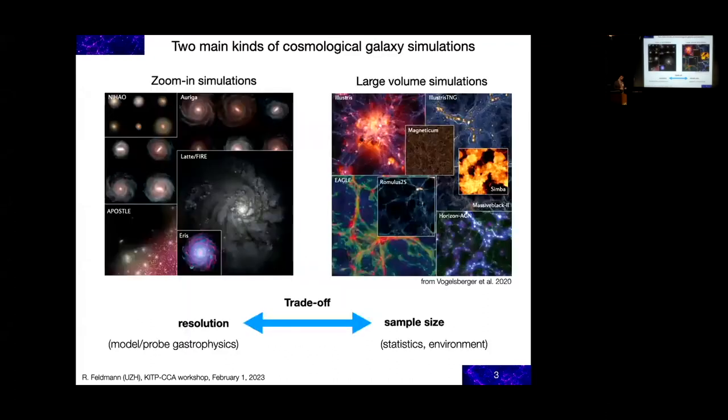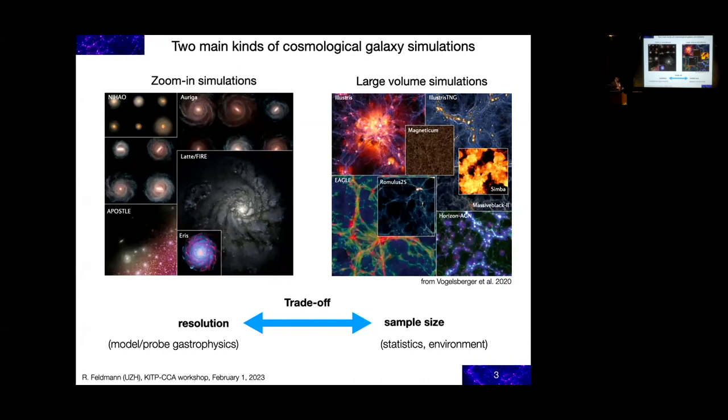As you are probably very familiar with, there are two main kinds of cosmological galaxy simulations, so-called zoom-in simulations and large volume simulations. And there is an inherent trade-off between the two. Zoom-in simulations focus all the computational effort on a very small volume, often a single galaxy or a galaxy group. So here we get very high resolution, and we can probe and model the astrophysics much more accurately, perhaps. On the other hand, large volume simulations give us both the statistics and also the larger scale environment.